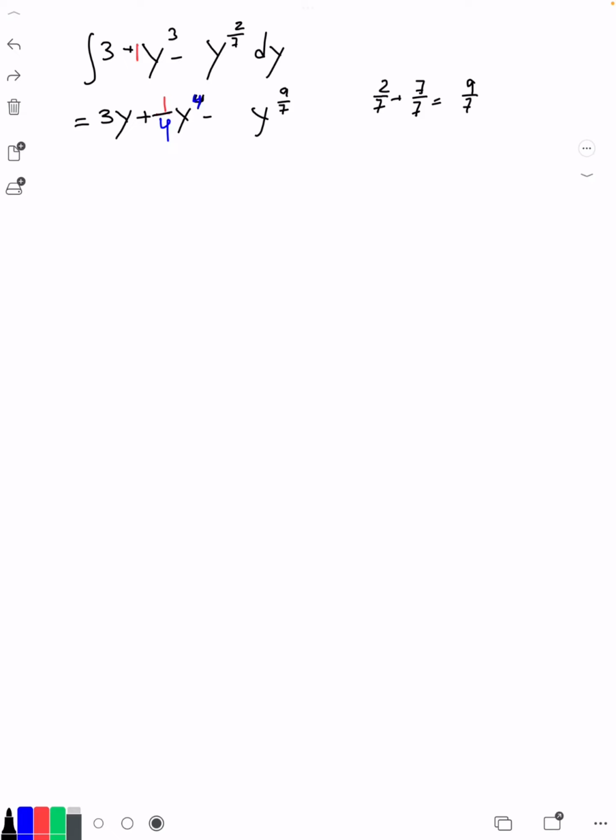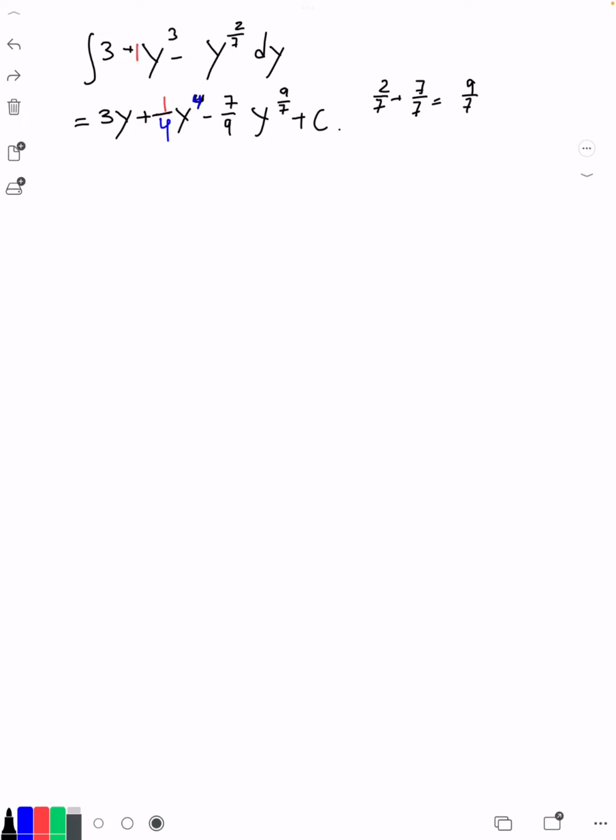So now in order to get to 1, we're just going to flip it. So it's going to be 7/9. So there is plus c at the end. So the result is going to be 3y plus 1/4 y to the power of 4 minus 7/9 y to the power of 9/7 plus c.